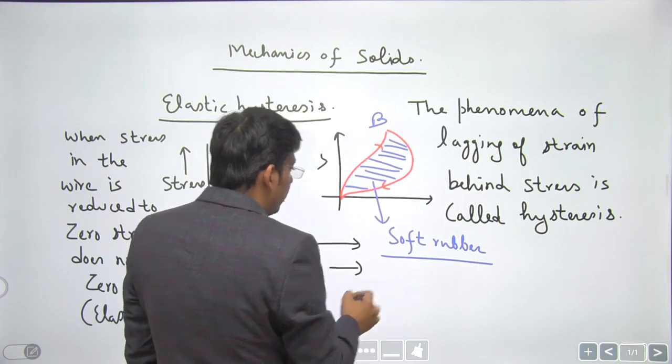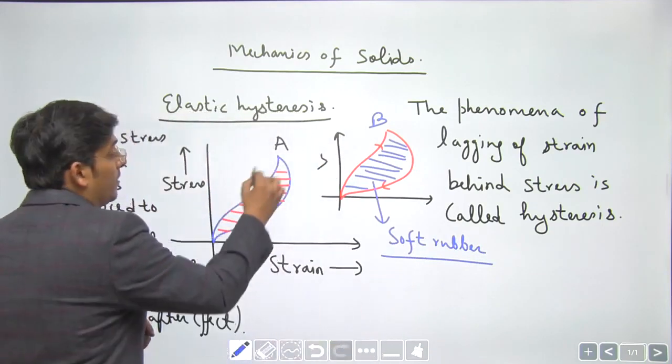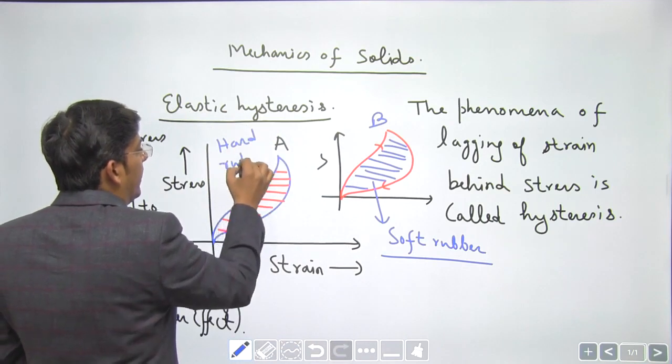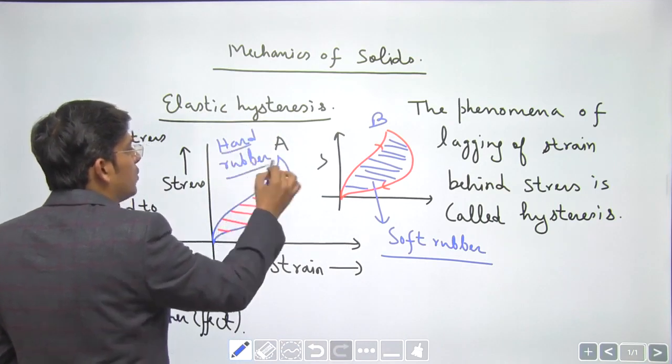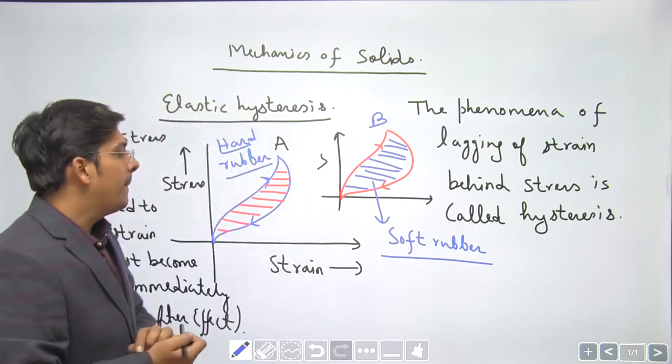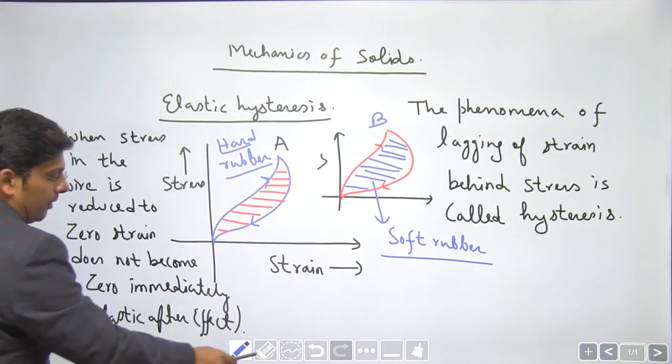Soft rubber. And obviously when the hysteresis loop is narrow, it is going to be a hard rubber, right dear students? And it can be used for the manufacture of tires, right? Obviously the tires are made up of hard rubbers, okay? Kindly note down dear students.